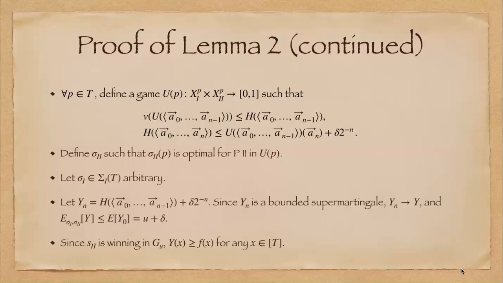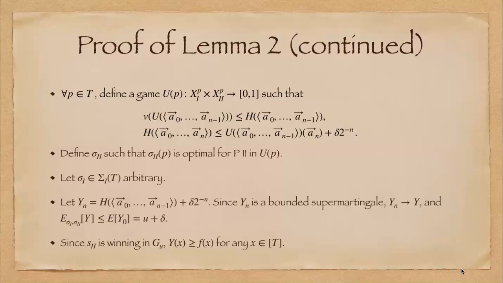It decreases, and since it's bounded, it converges, and as before, the expectation of Y is less than or equal to the expectation of Y0. If you ask yourself what Y0 is, as before, it is U, but also with the error term, because Y is defined as H plus something, and when you plug in n equals 0, you get delta. So it's U plus delta, but this is why we want to show that Y is greater than F.